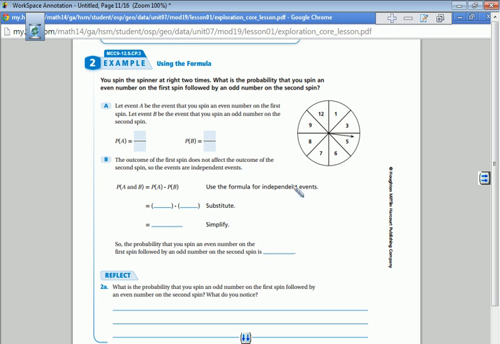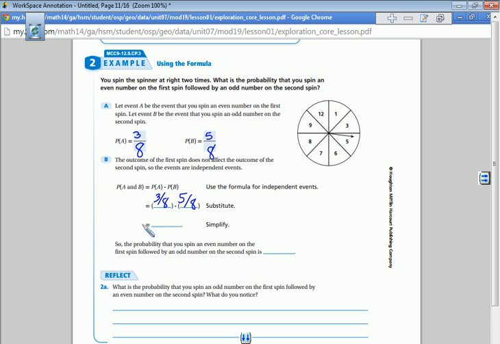So when we think independent, we'll find the probability of the first thing happening. So the first thing was spinning an even number. Please count the even numbers. How many even numbers are there on this spinner? 3. Out of how many numbers were there? 8. Now we want an odd number, so if there were 3 even, how many were odd? 5 out of 8. So the probability of spinning an even followed by an odd, an even and an odd, would be the 3/8 times the 5/8.